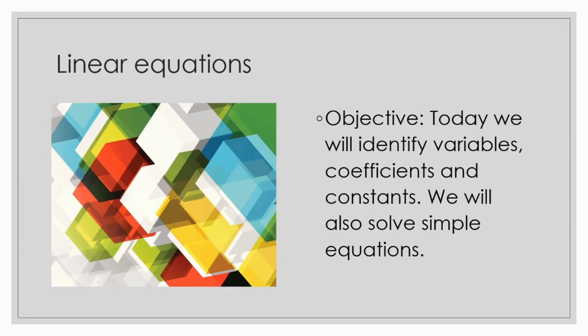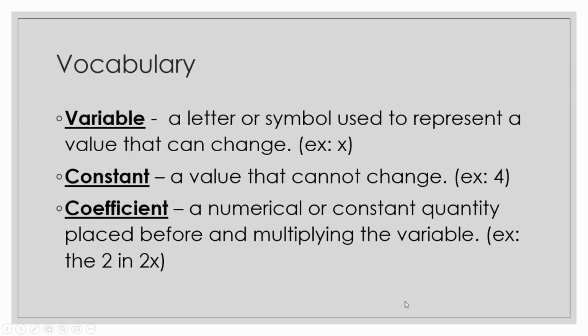Today we will identify variables, coefficients, and constants, and we're also going to solve simple equations. So a variable is a letter or a symbol used to represent a value that can change. For example, x. We can say x can equal 5, x can equal 12, x can equal a multitude of different things. A constant is a value that cannot change. 4 will always be 4, 5 will always be 5, 0 will always be 0.